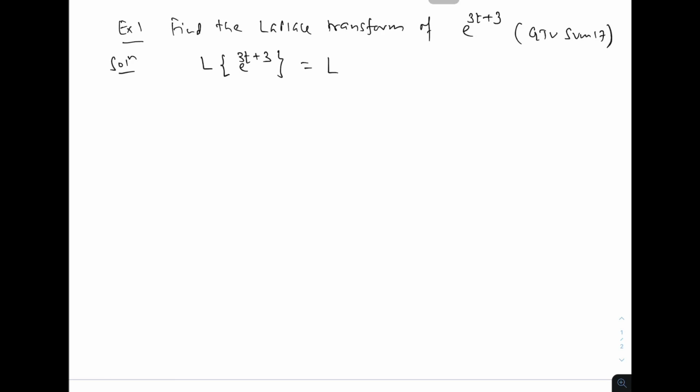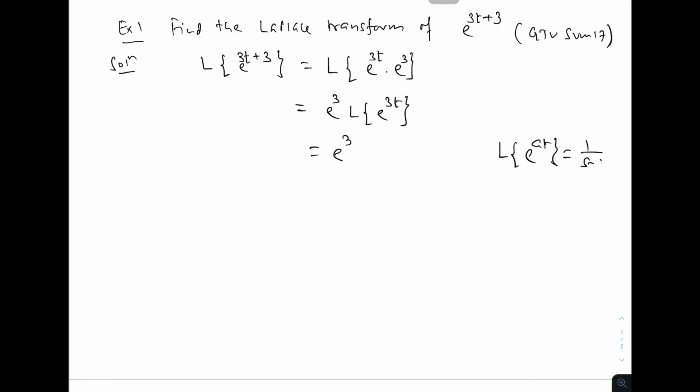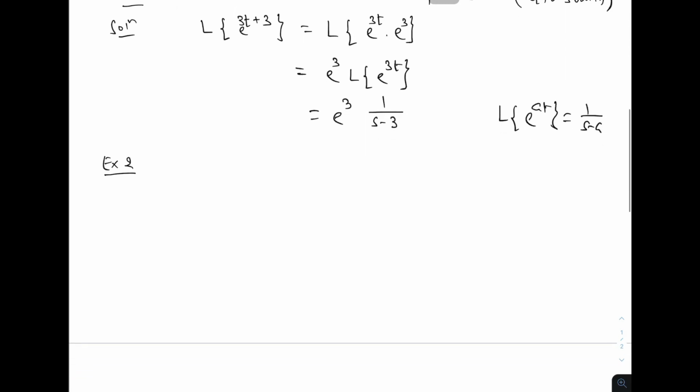So we can write this as e to the power 3t into e to the power 3, and so e power 3 we can take outside, and the Laplace transformation of e power 3t, and we know the standard formula, Laplace transformation of e power at equals 1 over s minus a. So this is 1 over s minus 3. So this is the answer.